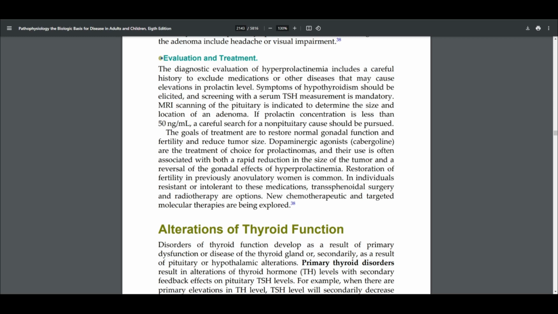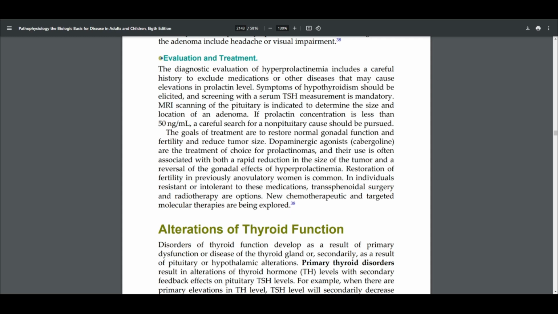Symptoms of hypothyroidism should be elicited, and screening with a serum TSH measurement is mandatory. MRI scans of the pituitary are indicated to determine the size and location of the adenoma. If prolactin concentration is less than 50 ng per ml, a careful search for a non-pituitary cause should be pursued. The goals of treatment are to restore normal gonadal function and fertility and to reduce tumor size.